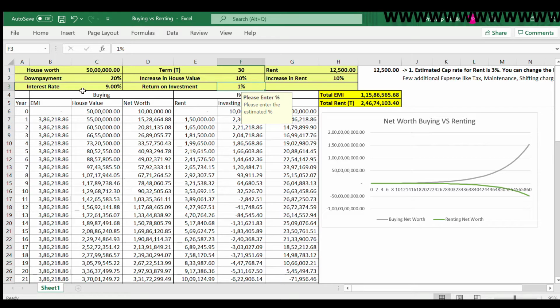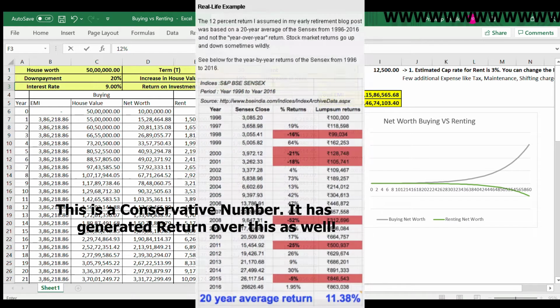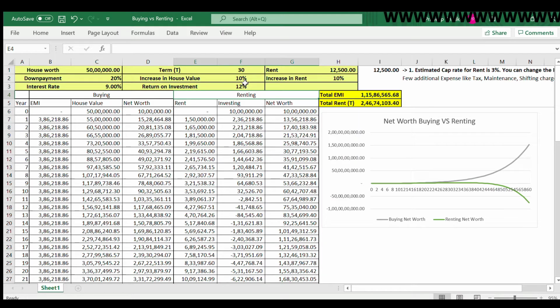Another critical aspect that we have to note is the return on investment. This is the return that you are expecting on the additional amount that you will be investing, and where this additional amount will come from, we'll discuss later. Over here we are assuming the return on investment to be in the range of around 12%. That is the return that the index, that is Nifty or Sensex, has generated over a period of 20-30 years.